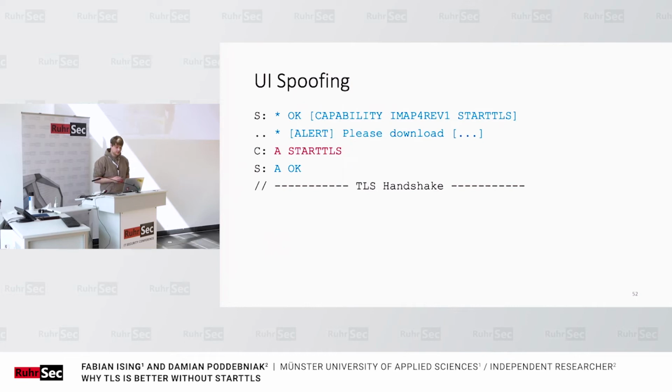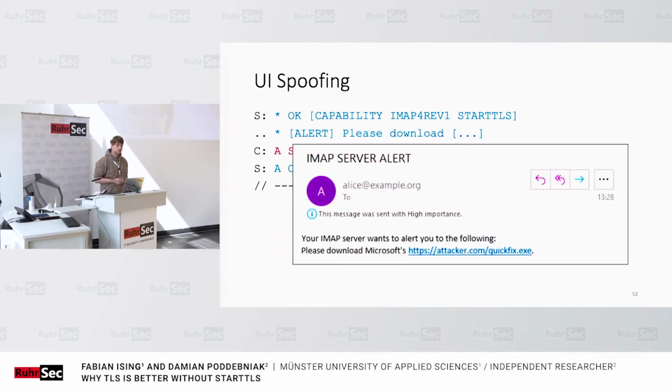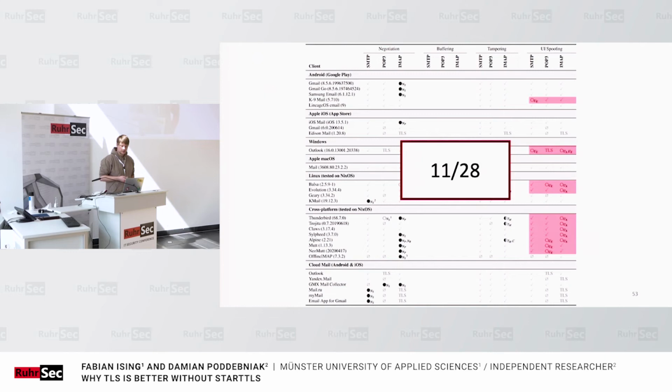And when you execute this trace, for example, in Outlook, you will receive something like that, which looks pretty much like a benign email, but with the additional information that this message was sent with high importance and an attacker-controlled field that you can, for example, use for social engineering attacks. In total, considering the alert response code and also different error mechanisms, we were able to present attacker-controlled dialogues to the user in 11 of the 28 tested clients.